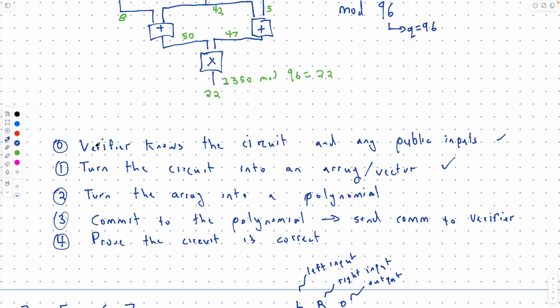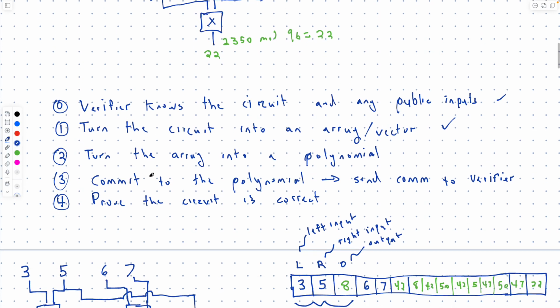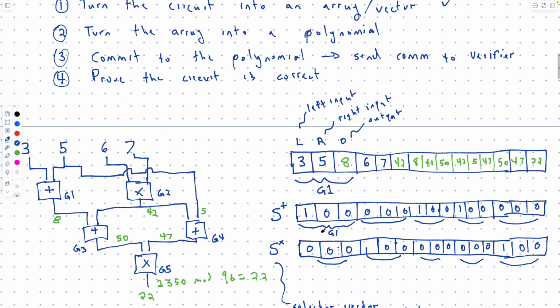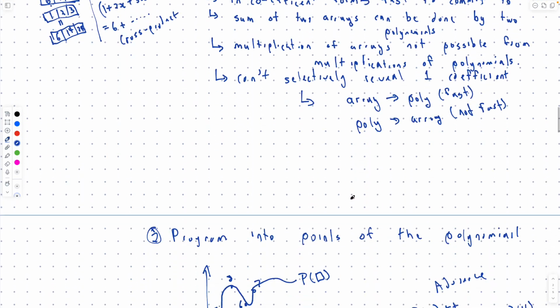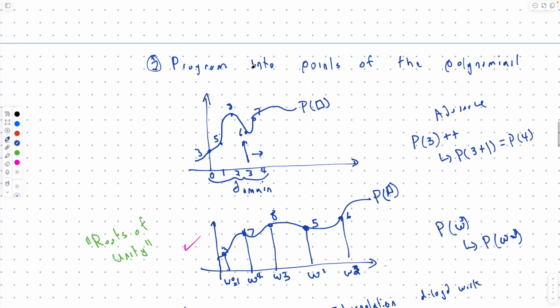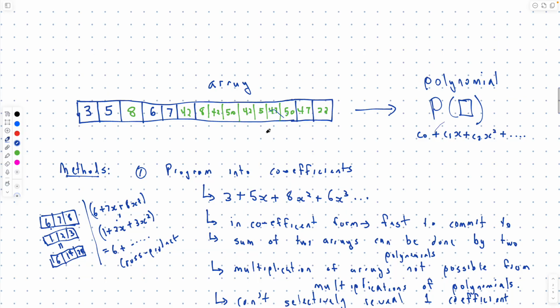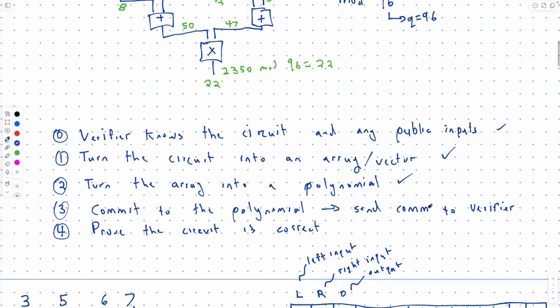Okay, so I know we're going to take a break in a second here, but I'll just say that, so you know the circuit and the public inputs. We turn the circuit into an array, okay? That was just encoding the gates one by one. Then we can turn the array, in this case the 3 arrays, into a polynomial, okay? And the way that we're going to do it for now, until we need to do it another way, is by programming it into the points of the polynomial, okay? So we put the values as points, we draw a line through it, now that's a polynomial, and we can commit to that polynomial using KZG, and we can send the commitment to the verifier, okay?